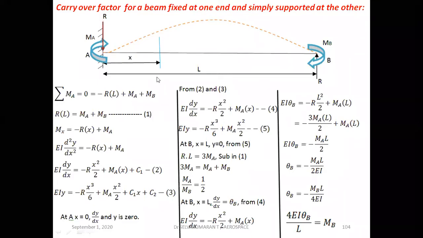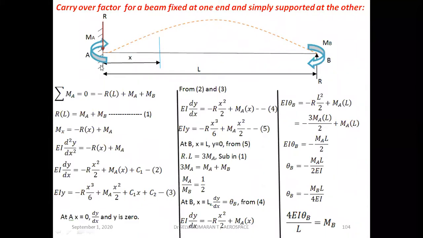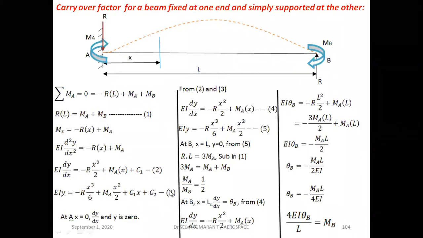Then take a section XX at a distance x from the fixed end. Now write down the moment equation about this line. R into x anti-clockwise, minus MA clockwise, plus MA. So from solid mechanics, Mx is equal to EI d square y by dx square is equal to minus Rx plus MA. Integrate to get the slope equation: minus Rx square by 2 plus MA into x plus C1. Let it be equation 2. Then again integrate the slope to get deflection. EIy is equal to minus Rx cube by 6 plus MAx square by 2 plus C1x plus C2. Let it be equation 3.